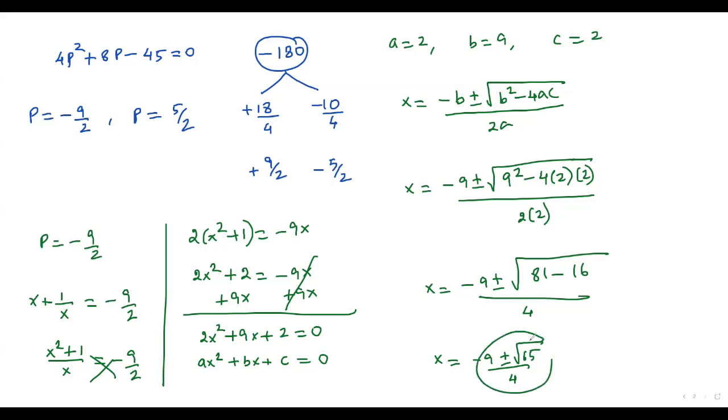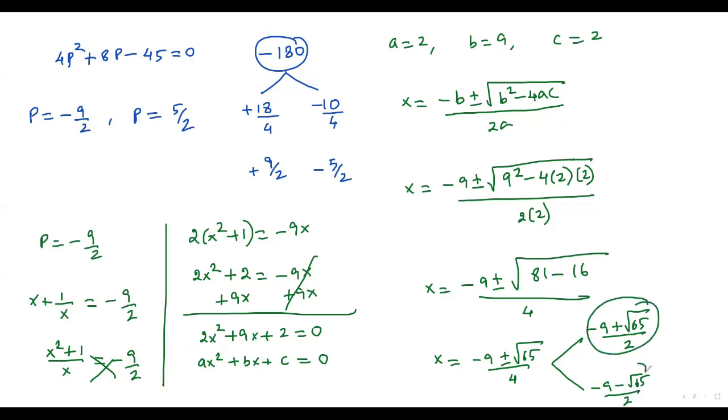Now we can split this into two parts. The first value of x can be written as negative 9 plus the square root of 65 over 2, and the second value of x is negative 9 minus the square root of 65 over 2. Okay, now I got two values for x, but both are irrational roots, because we have the square root of 65 here and here, and this is an irrational number. So the first two roots we got for x for the given equation are irrational roots.